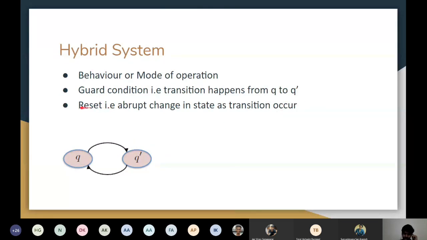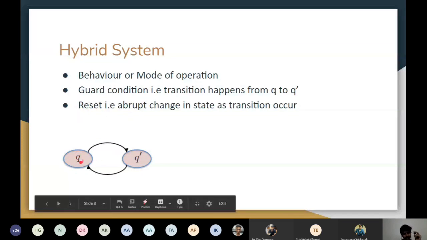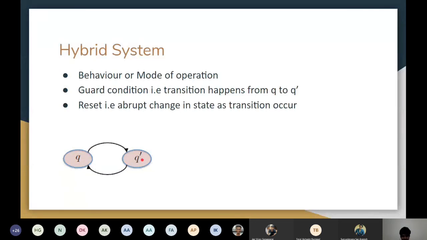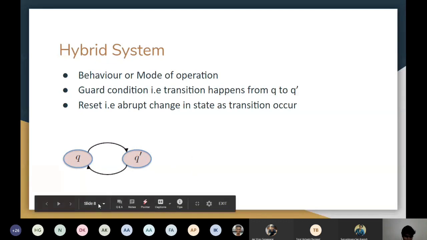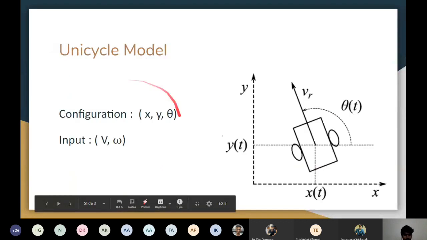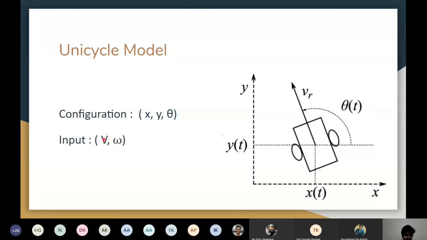Now, reset is not that usually used or not that intuitive, so still I'll try to give a feel of it. Say I'm switching from Q to Q dash, that is, from one behavior to another. I covered that at the beginning, so let's go to that. Over here I said I can use V and omega as my input, right? So V and omega is the input. I'll talk about it in terms of state. So X, Y, and theta are the state, and X dot, the first derivative of the state, is this.